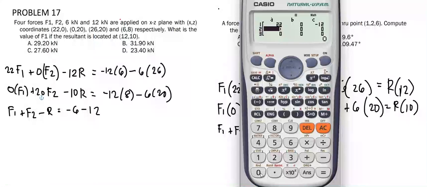And for the second equation, F1 has 0, F2 has 20, and R has negative 10. And the constant, that's negative 12 times 8 minus 6 times 20. And for the last equation, we have F1, F2, negative R equal to negative 6 minus 12. So the value for F1, represented as X, is equal to 37.6.